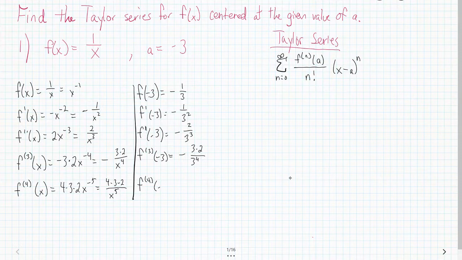And the fourth derivative of negative 3 would be, notice that negative will come back into play, so we have negative, and then it goes 4 times 3 times 2 times 3 to the 5th. And we can keep on going from here.